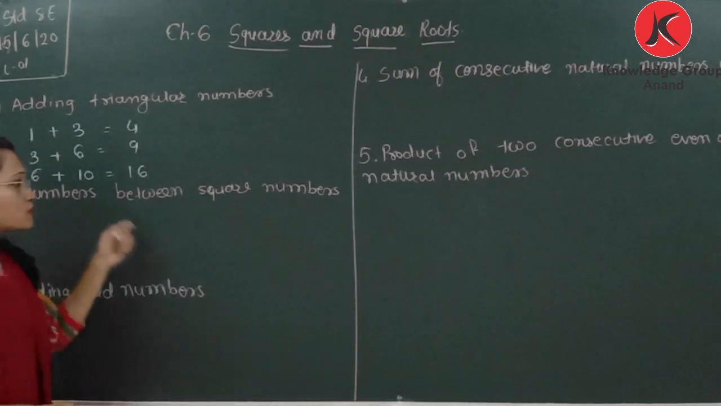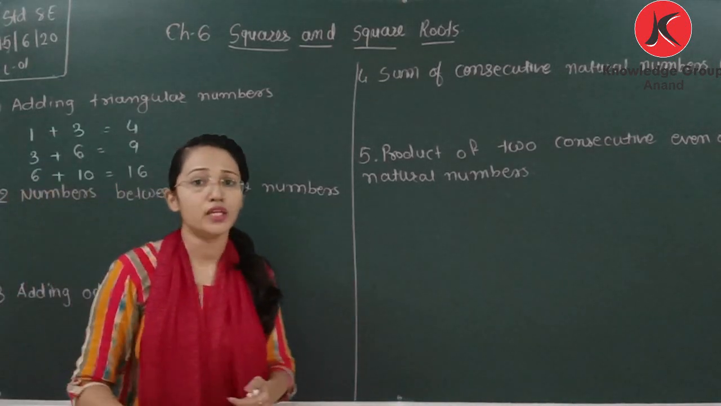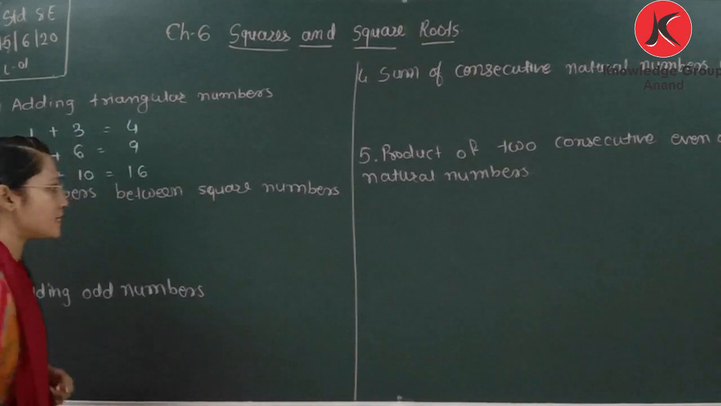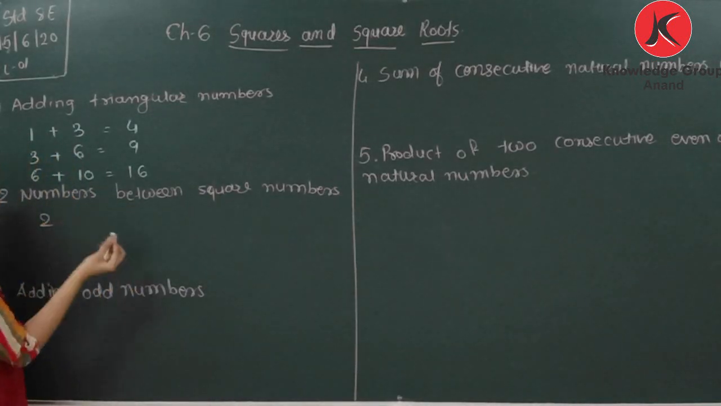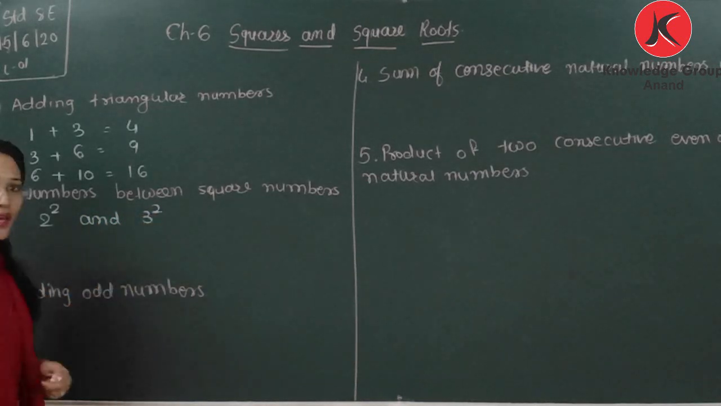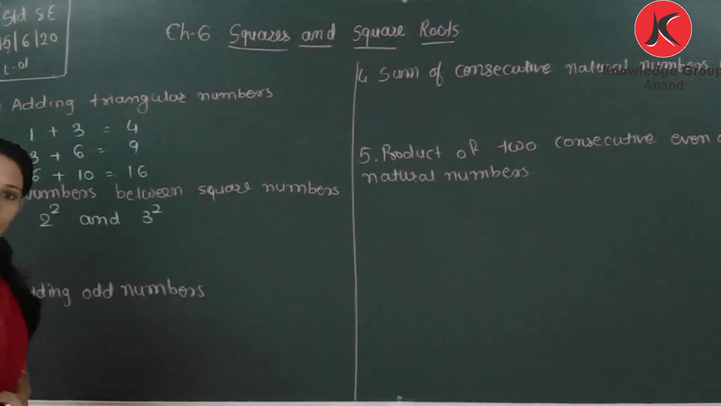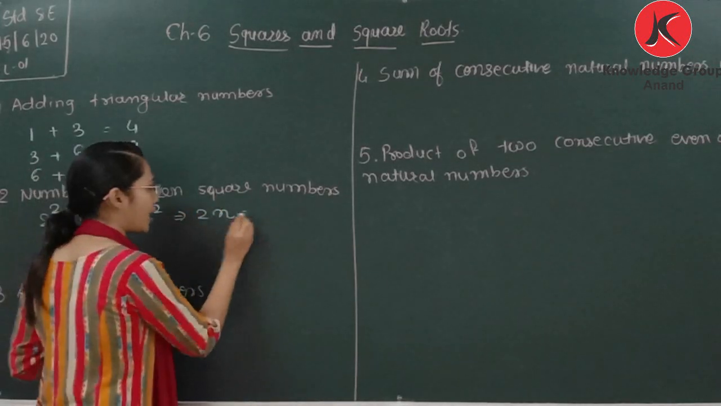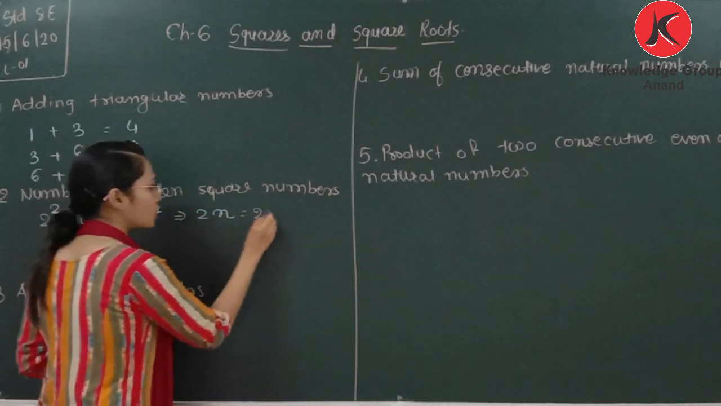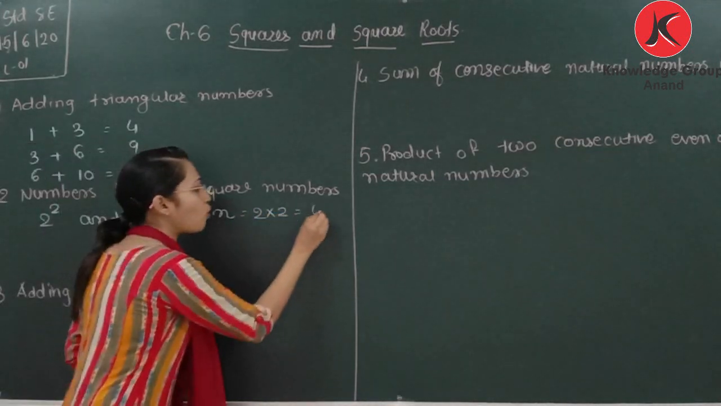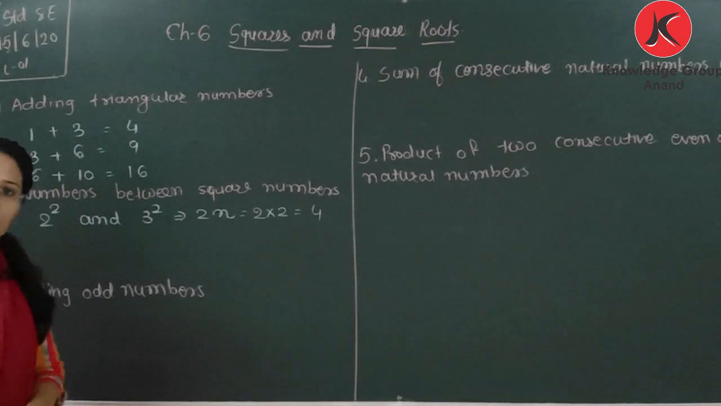Also, we learned numbers between two square numbers. How many numbers are there between two consecutive square numbers? For example, 2 square and 3 square. To find the numbers between 2 square and 3 square, what we need to do? 2n, that is the equation. n is what? The first number. So between 2 square and 3 square there are 4 numbers that are not perfect squares.